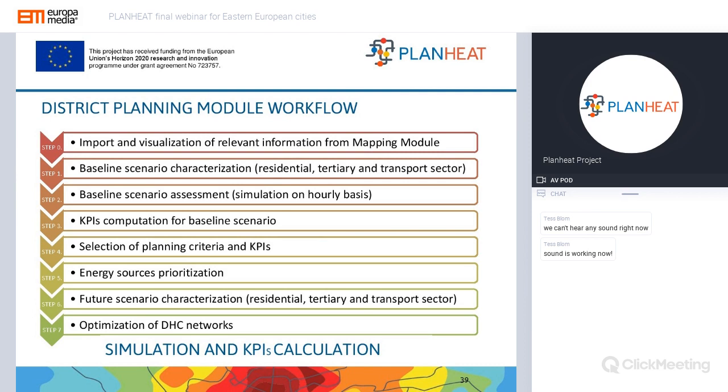So first of all, relevant information from the mapping module is imported and visualized, so that the baseline scenario can be characterized according to the residential, tertiary, or transport sector. Then the scenario will be assessed based on an hourly basis simulation, and KPIs will be computed from them. The KPIs and the planning criteria will be selected with energy sources prioritization and future scenario characterizations, and the optimization of DHC networks will be accomplished.